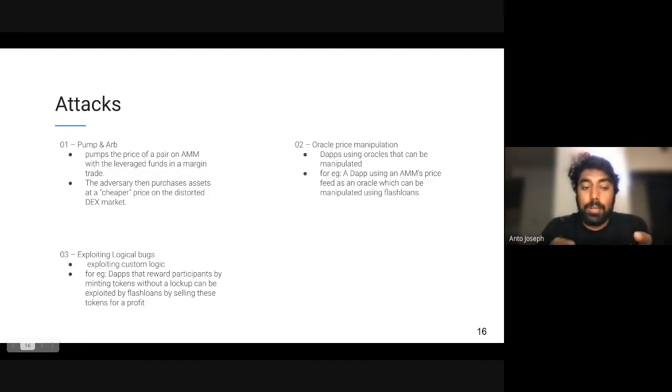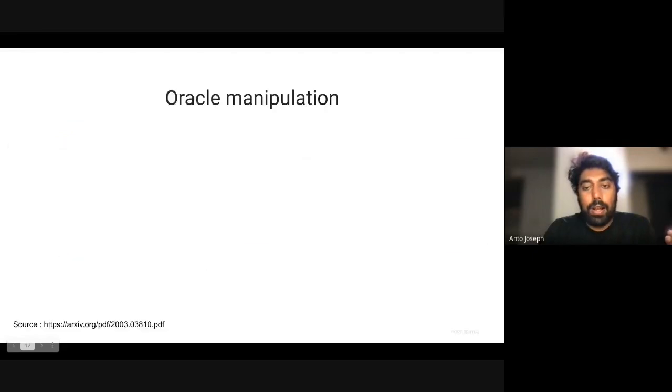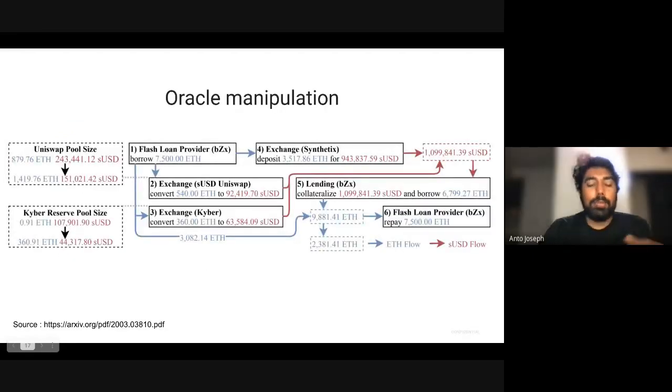Without flash loans, it would require you to have a lot of capital, but flash loans allow everyone to leverage capital and deal with inefficiencies in the space. So let's look in detail at Oracle price manipulation.